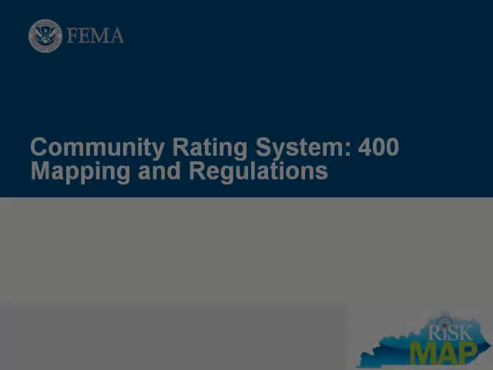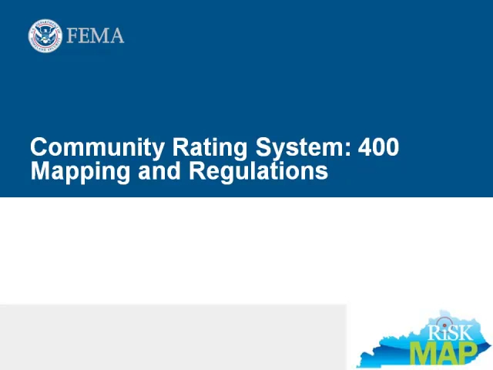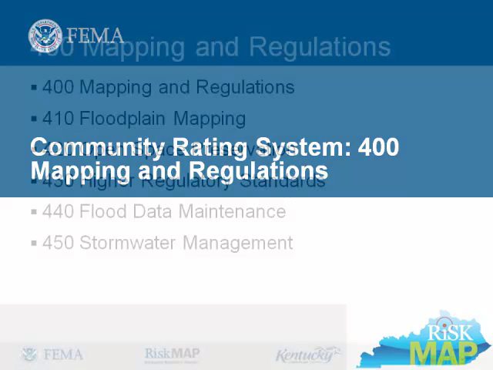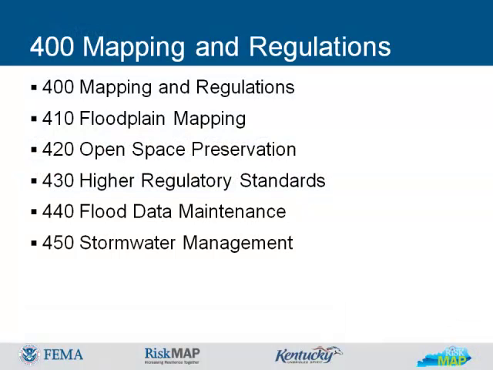The Community Rating System 400 series outlines activities and elements in mapping and regulations. For more information regarding specifics of points calculation, please consult the current CRS User's Manual. The activities in the 400 series mapping and regulations include 400 Mapping and Regulations, 410 Floodplain Mapping, 420 Open Space Preservation, 430 Higher Regulatory Standards, 440 Flood Data Maintenance, and 450 Stormwater Management.